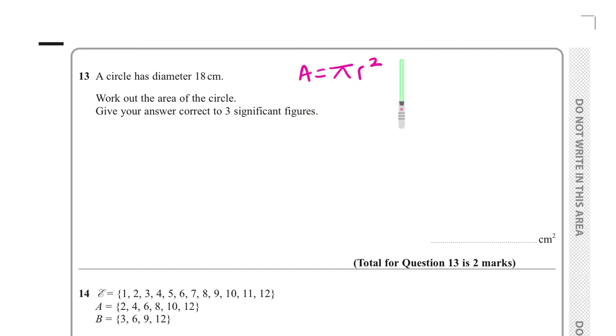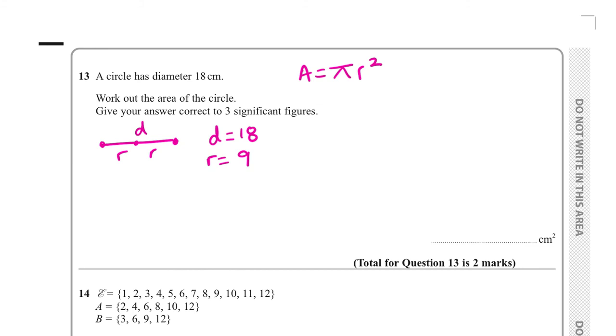So, what information do we need? Radius. Yeah. The question says a circle has a diameter of 18. Has that given me a radius? No. What do I know about the diameter and the radius? The diameter is twice the length of the radius. So if the diameter is 18, we need to divide it by 2 to find the radius, which is 9. Do we now have the information we need?